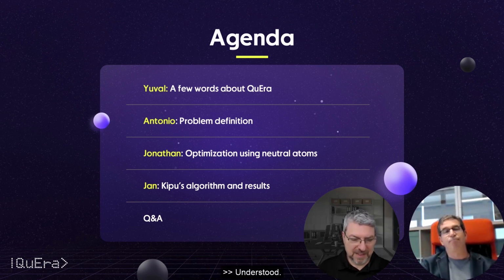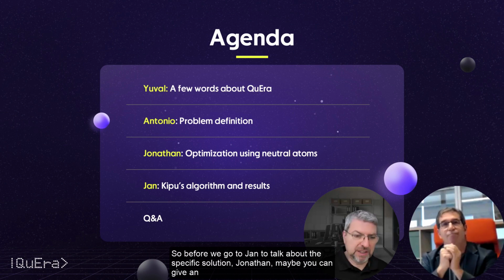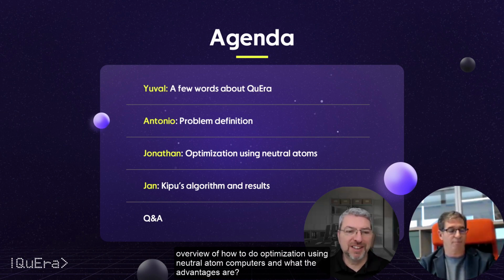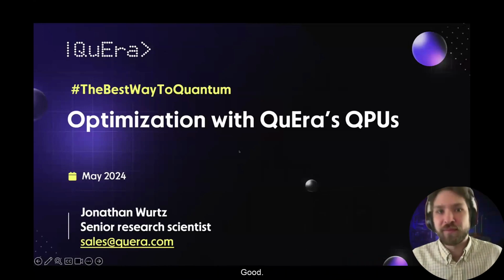Understood. Very well. So before we go to Jan to talk about the specific solution, Jonathan, maybe you can give an overview of how to do optimization using neutral atom computers and what the advantages are. Yes, of course. Good. All right.